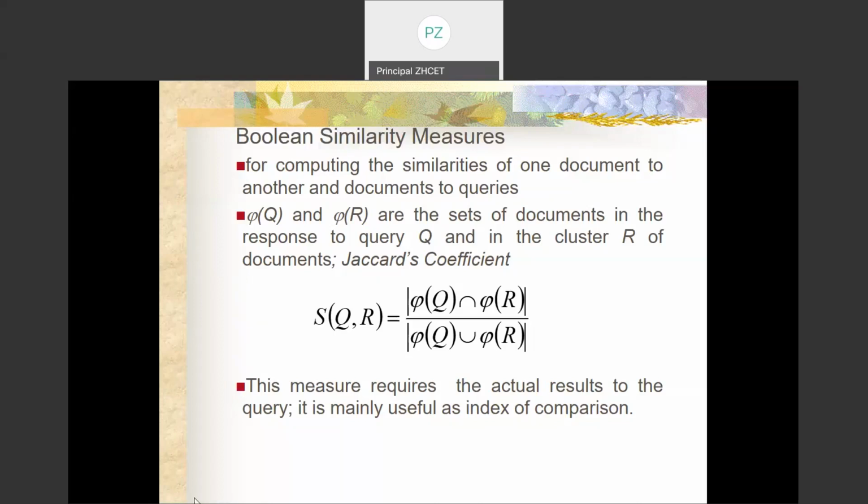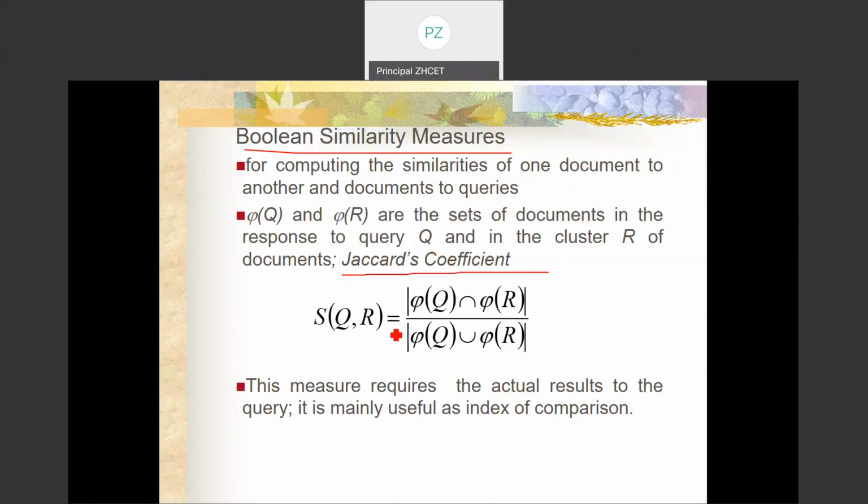So that is why I've written Boolean similarity measure for computing the similarities of one document to another and documents to queries. Much the same way as we have seen before, R1 to R2 or Q to R1. One of them may be a query, the other may be a document and so on. So phi Q and phi R are the sets of documents in the response to query Q and in the cluster R of documents. The first and foremost is the Jaccard's coefficient.